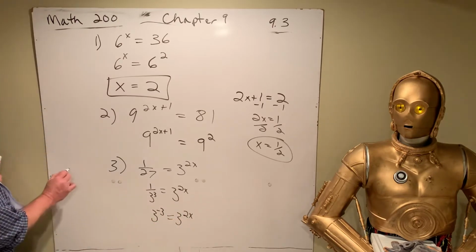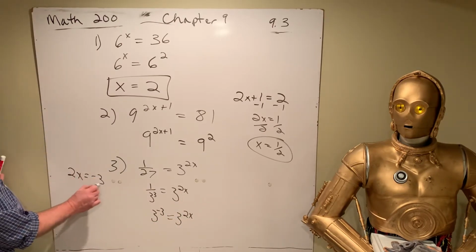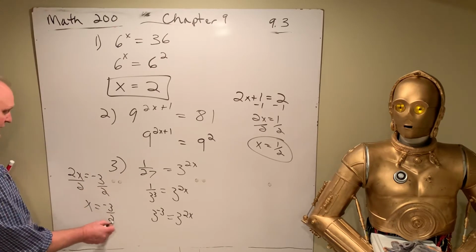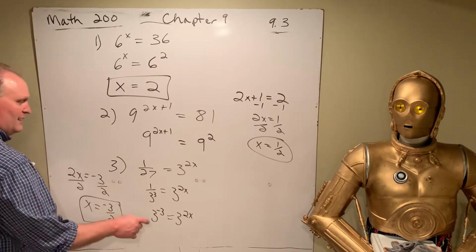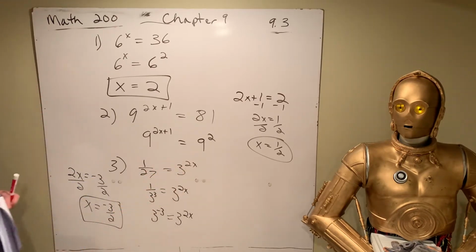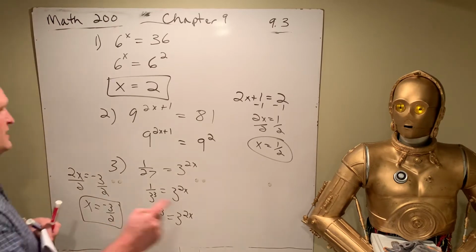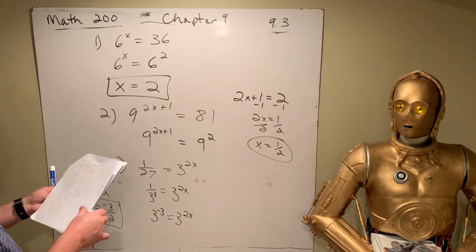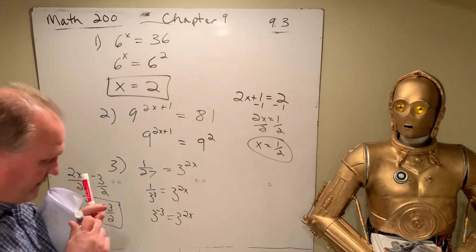So we have 2x is equal to negative 3 and divide by 2. So x would have to be negative 3 halves, negative 1.5 to make this a true statement. If you throw in negative 1.5 right there and double it, that's negative 3. 3 to the negative 3 is 1/27. So that was a tricky one. Let's look at 4.